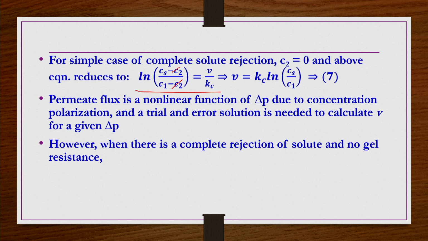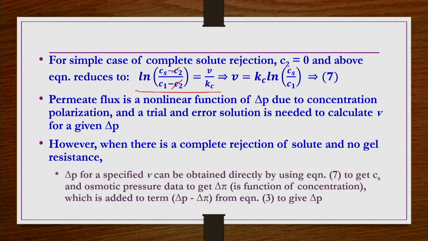However, when there is a complete rejection of solute and no gel resistance, delta P for a specified V can be obtained directly by using equation 7. From here you can get the Cs, and once you know the Cs you can know the delta pi, and then we can use this equation to get delta P for a required V. Basically, what this statement says is, let us say you want to have 0.001 liter per meter square hour of permeate flux, how much delta P should you apply? That is what you want to calculate.